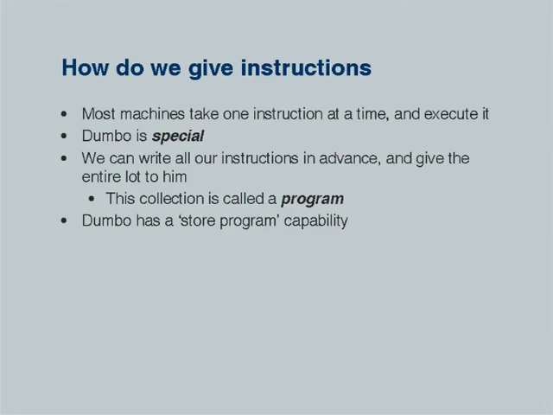Most machines behave like this. But our Mr. Dumbo is a very special machine. We can write all our instructions in advance and give the entire lot to him and tell him, I have written these 5, 10, 1,000, 10,000, 50,000 instructions. Please execute all these instructions in the given sequence. First this, next this, next this, next this, next this. That is the speciality of the friend Dumbo, who is actually a computer.